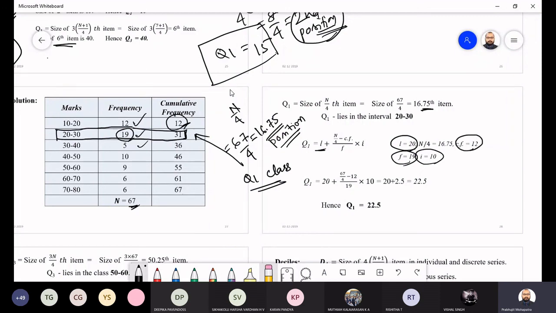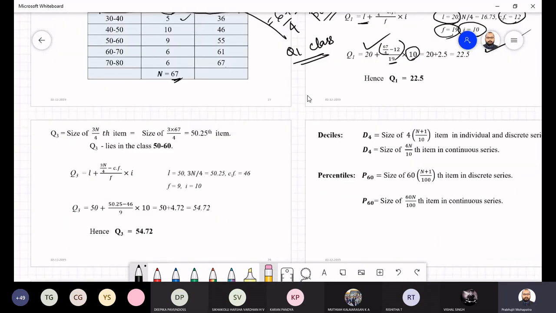And what is n by 4? You already calculated it, so substitute everything. L value is 20. Then h by f: h is 10 by f. F value is 19 into n by 4. N by 4 is 16.75 minus CF. The CF means cumulative frequency of the previous class, 12. You got the Q1 value.